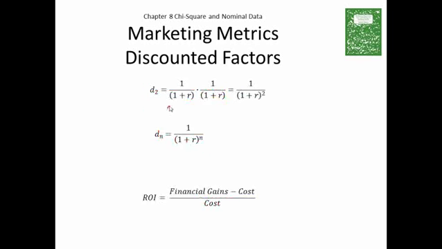What if you have longer periods of time? Well, you just keep multiplying that 1 over 1 plus R. So for 2 years, that's 1 over 1 plus R squared. In general, for any year n, the discount factor is 1 over 1 plus R to the n.